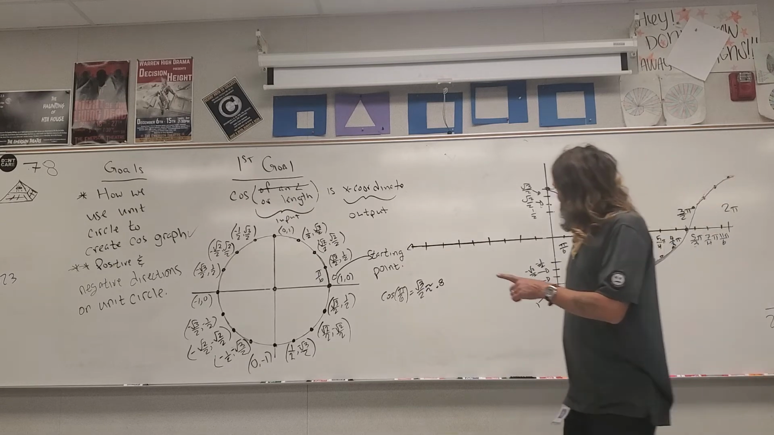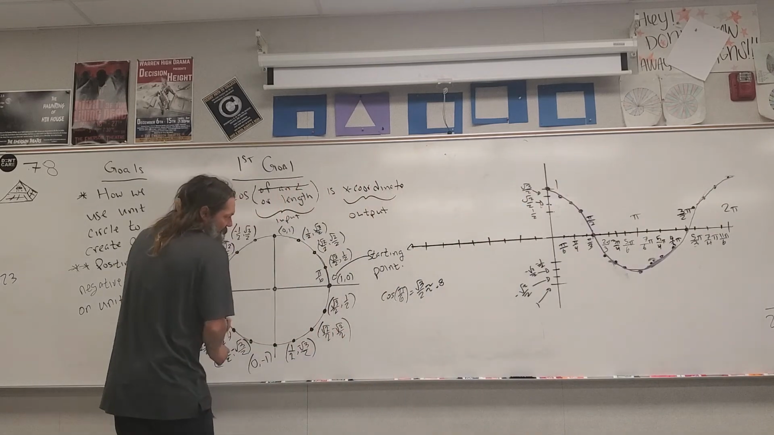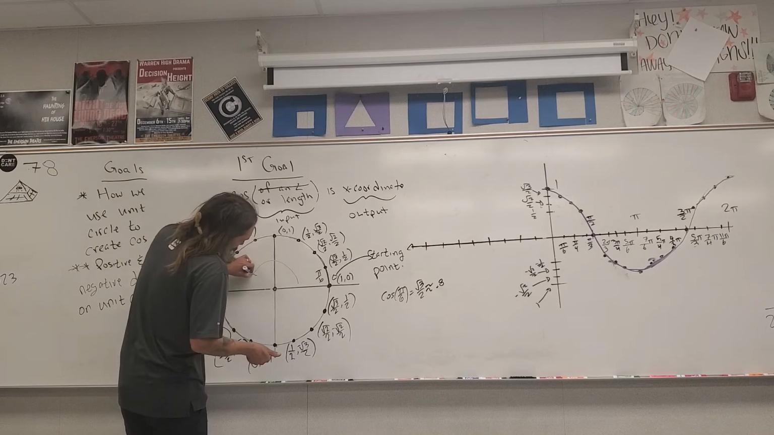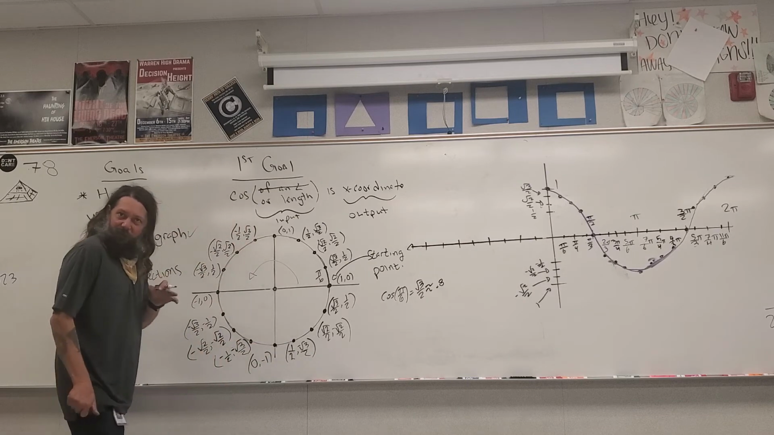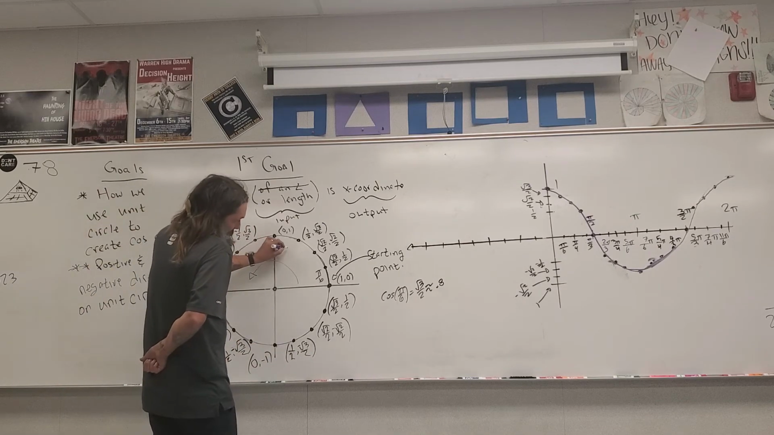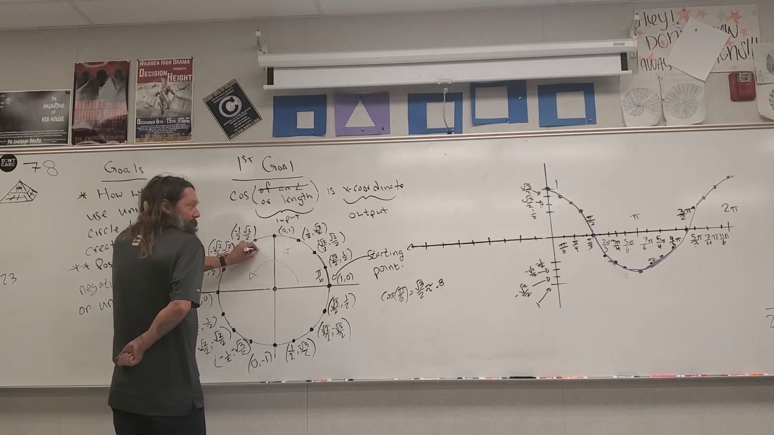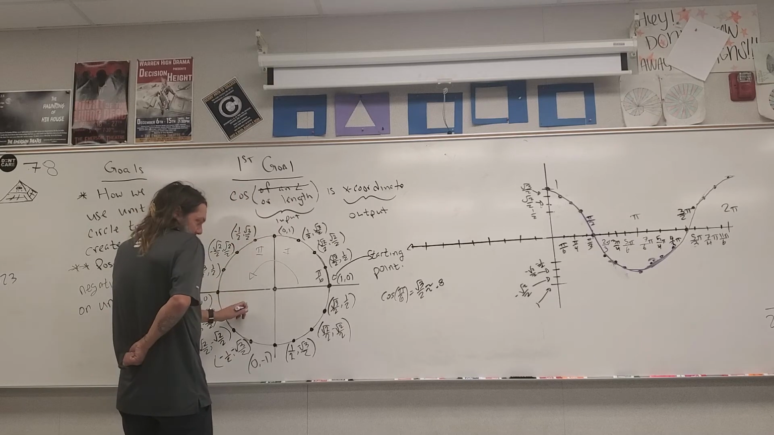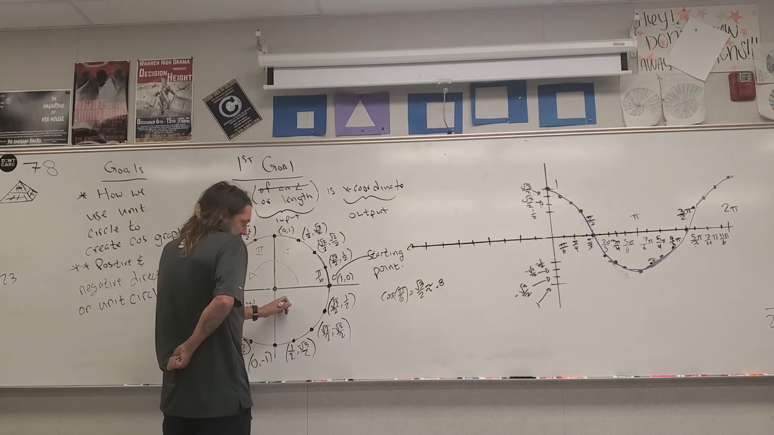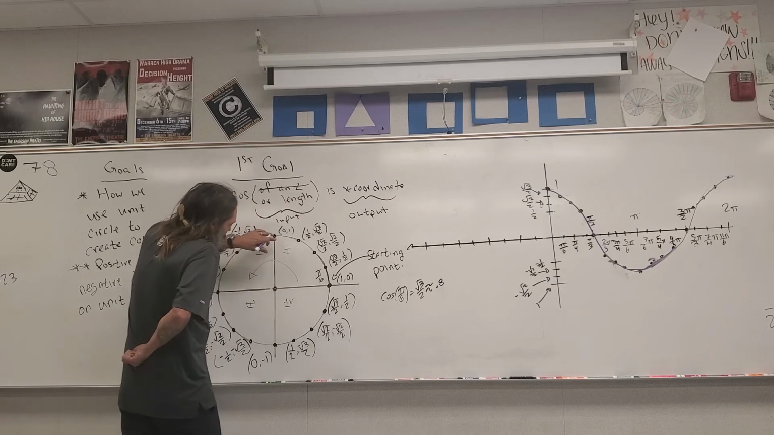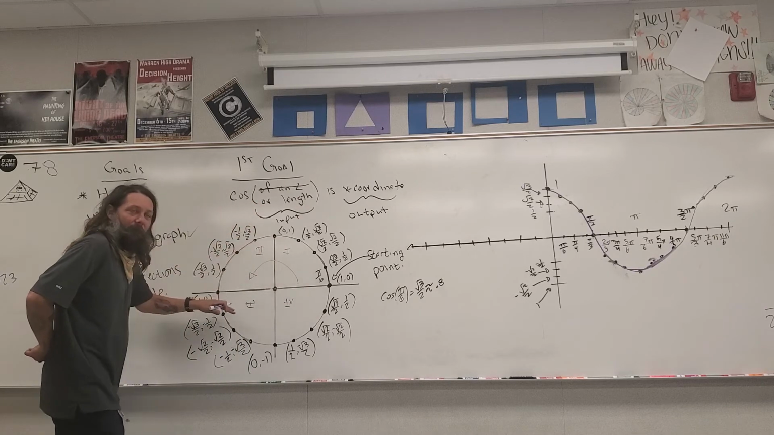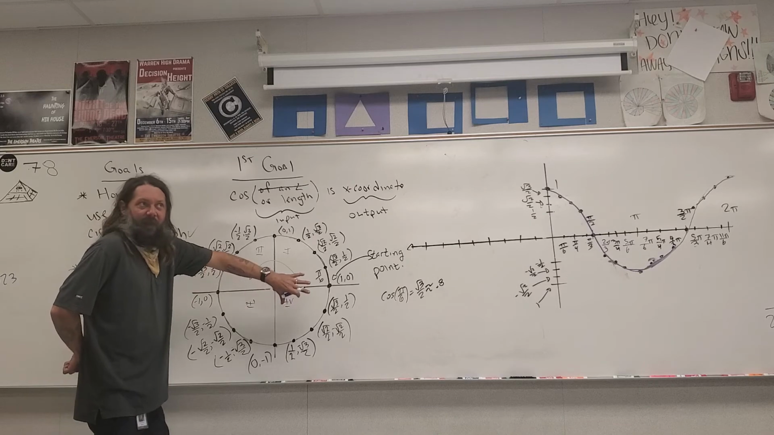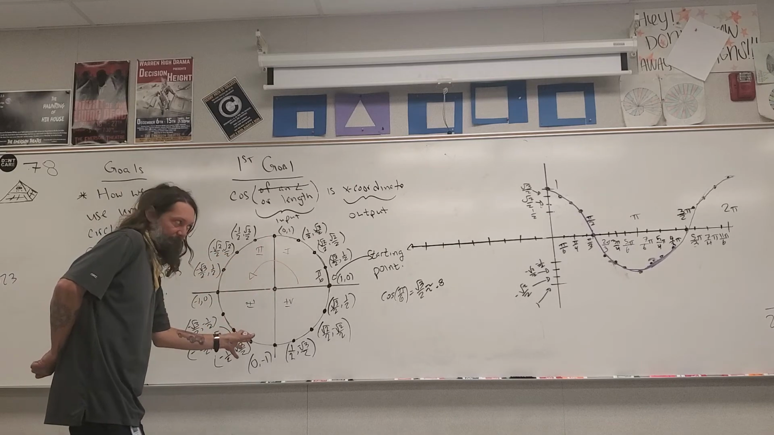Now, notice that I'm talking about going around the circle in the counterclockwise direction. That is actually the positive direction, and the way that I remember is that's your first quadrant, this is your second quadrant, this is your third quadrant, and this is your fourth quadrant. So we count in the positive direction if we're going in the counterclockwise direction.